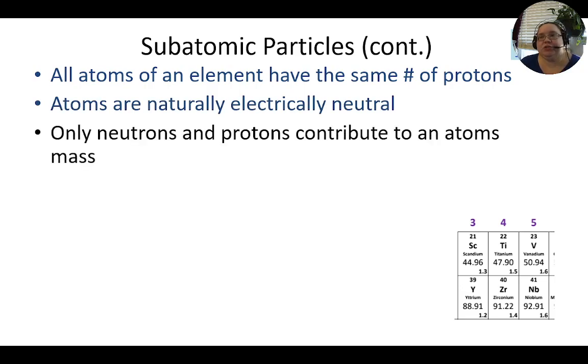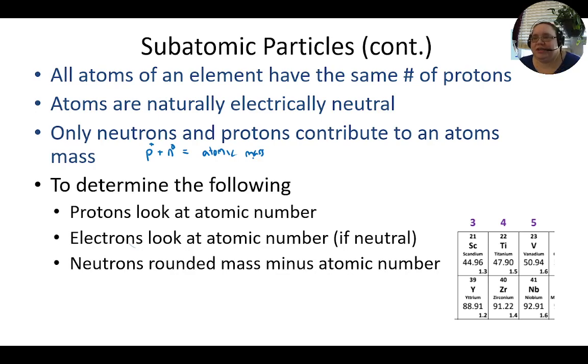Now, the neutrons are the thing that helps contribute to the mass. So the neutrons and the protons make up the mass. So if I give you your neutrons and your protons, all you would need to do is add them together to get your atomic mass, or sometimes it's just called mass number.